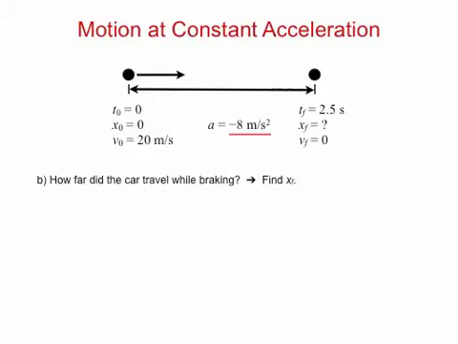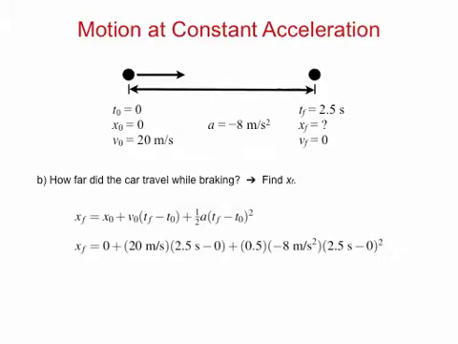Now let's move on to part B. Notice that I've updated the figure to include the newly calculated value of acceleration. Our goal in part B is to determine the distance the car traveled while braking. Since we have chosen to call the initial position 0, the distance traveled is just x final, the last remaining unknown kinematic variable. Conveniently, the first constant acceleration equation gives x final in terms of the other kinematic variables. So all we have to do is plug in numbers and evaluate.